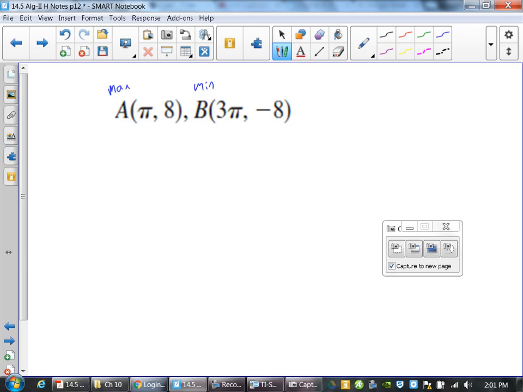So when we do this, we're going to draw out, like we have before, a very simple plot line. We have a maximum at pi, and a minimum at 3 pi. I knew that somewhere in between the maximum and minimum was going to be one extra piece no matter what, so I just put that spot there. Now, if it's at pi and 8, that means it's going to be up here at 8. And if 3 pi and negative 8 means it'll be down here at negative 8. Means my curve is probably doing this.